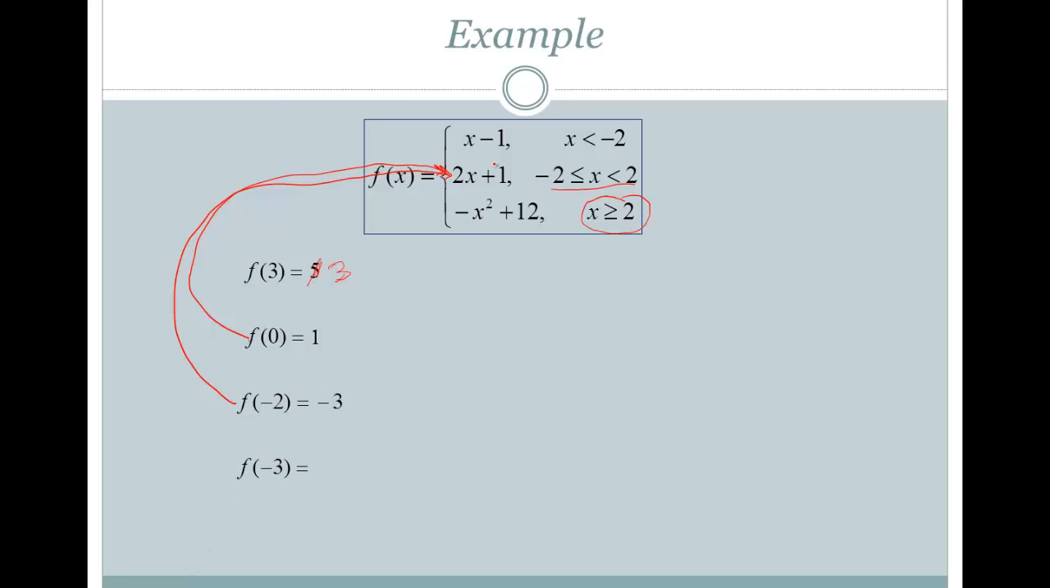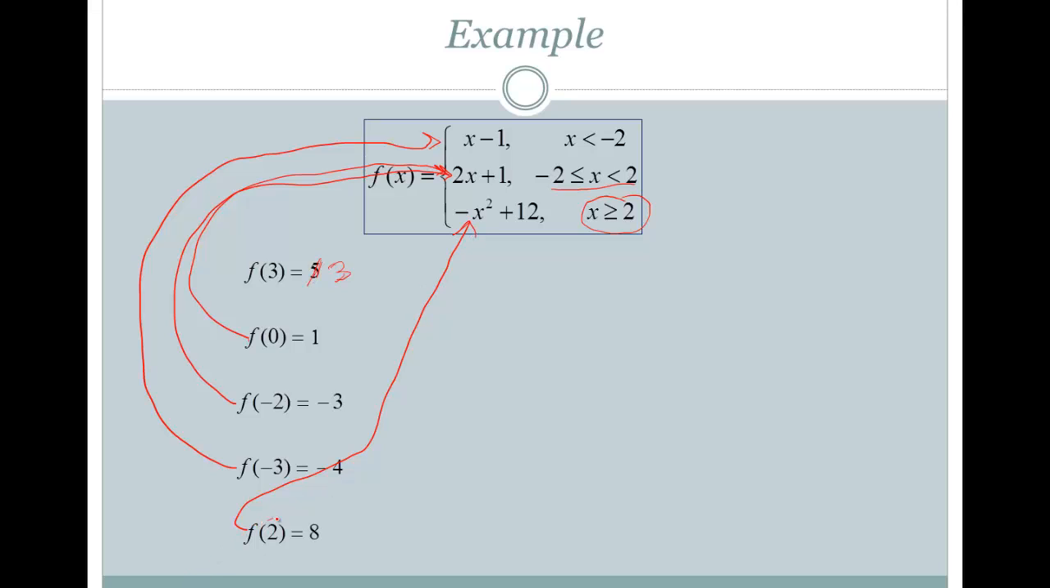F of negative 3. Okay, again, find out what part of the domain I'm on. That one, I'm way up to the top one. And if I do that one right there, whoop, I get negative 4. And let's do another one. F of 2. Again, this is a boundary point. That boundary point is telling me that I'm going to use that one right there.